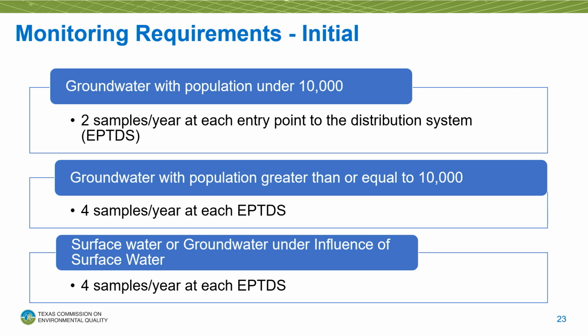For surface water or groundwater under the influence of surface water systems, it would be 4 samples per year at each entry point to the distribution system, so it'd be quarterly there as well. And those samples would have to be collected 2 to 4 months apart.